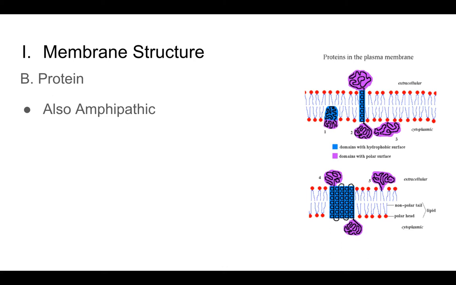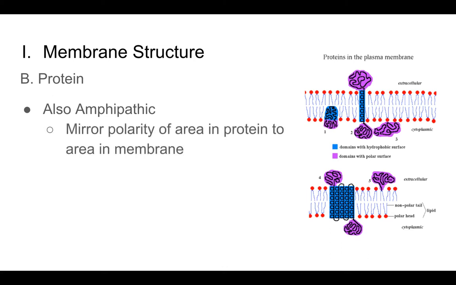Membrane proteins are also amphipathic. They will mirror the polarity of the area in the protein to the area of the membrane. So if the protein is going to go through the membrane, it's going to be nonpolar in the middle to mirror these tails of the phospholipids that are nonpolar, and then the outer components are going to be polar, mirroring the phospholipid heads.